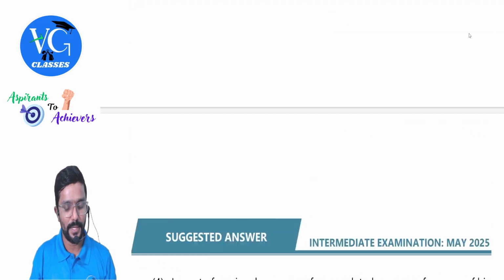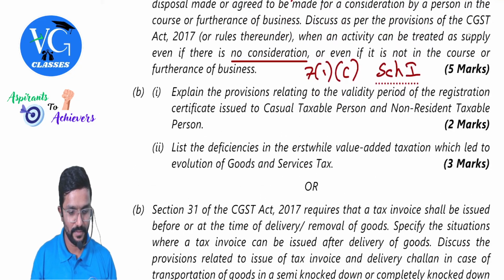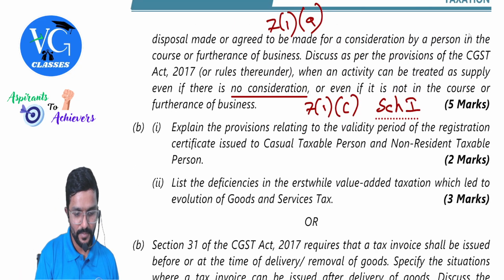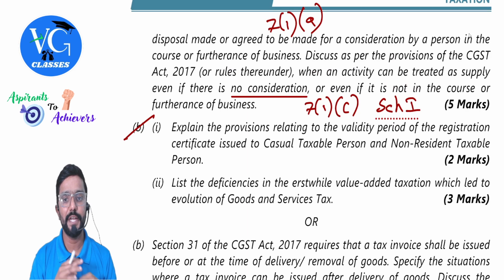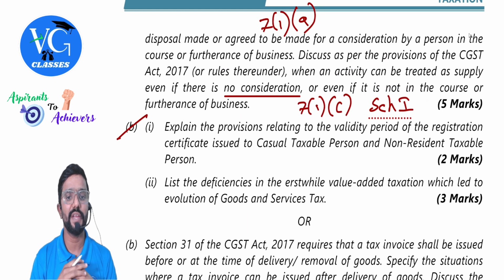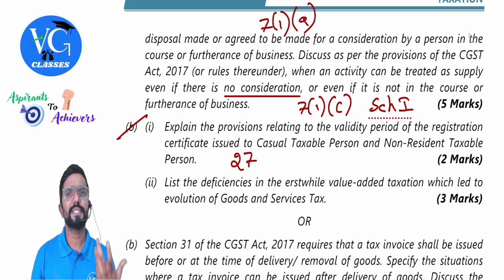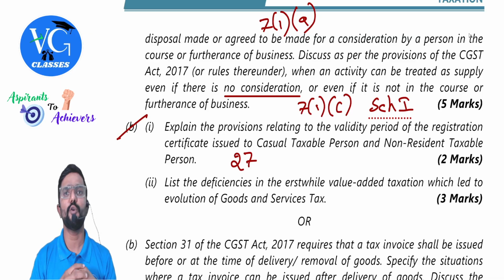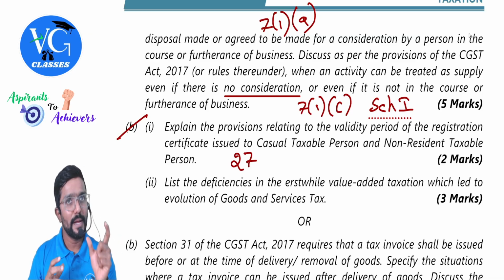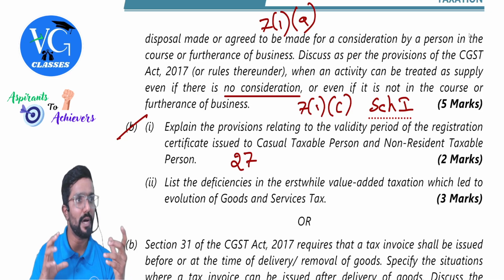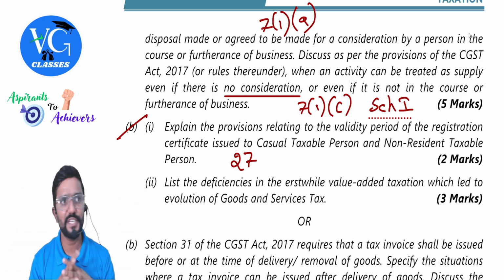Okay, sir. Then there is one more question here. B. Explain the provisions relating to validity period of registration certificate issued to casual taxable person and non-resident taxable person. Guys, this is as per section 27. For CTP and NRTP, registration granted will be valid for maximum how many days? The days mentioned in the application or maximum 90 days, whichever is shorter.